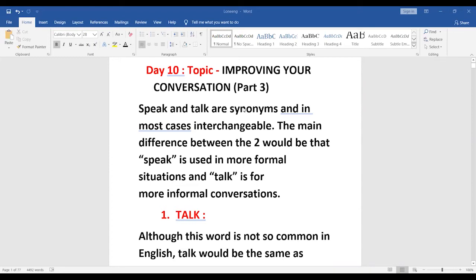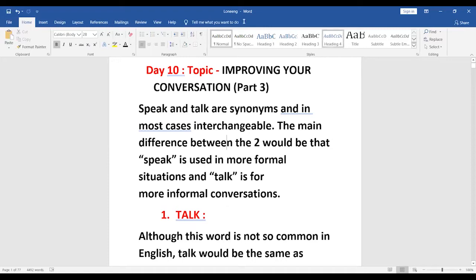Okay, so let's take speak and talk. Both these are synonyms. What are synonyms? Synonyms means words that have the same meaning. It's just they're using another word to describe the same thing. Speak and talk are both the same, and in most cases they are interchangeable. Interchangeable means wherever you have to use speak, you can use talk, and wherever you want to use talk, you can use speak. Okay, that's what they mean.